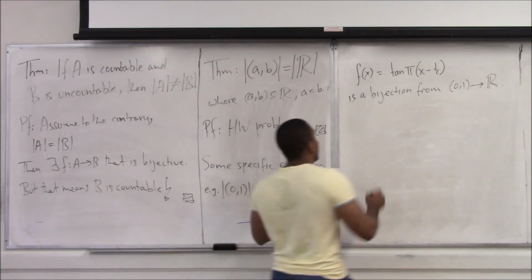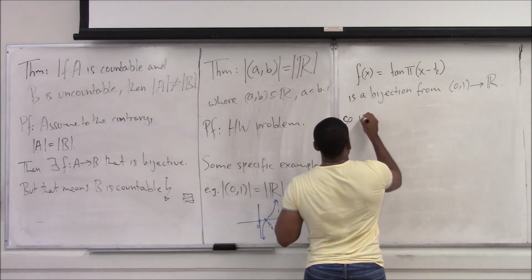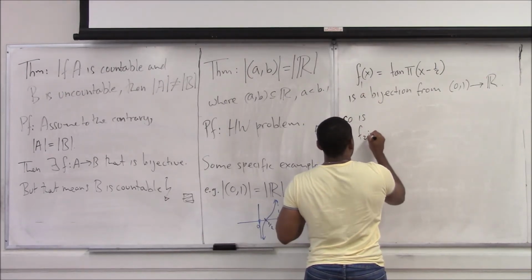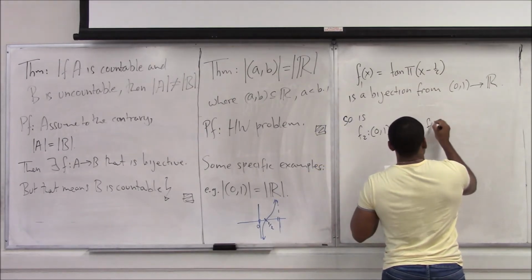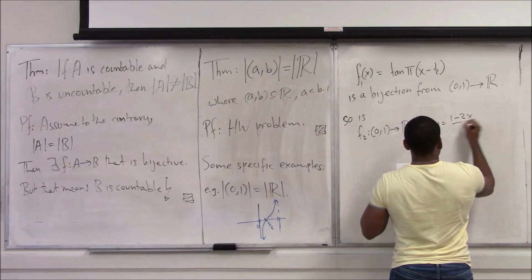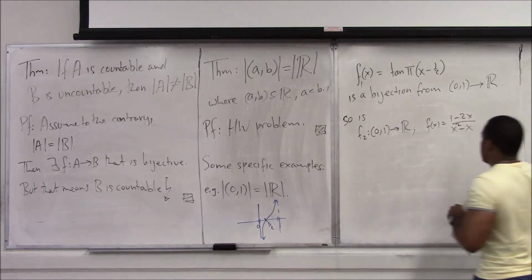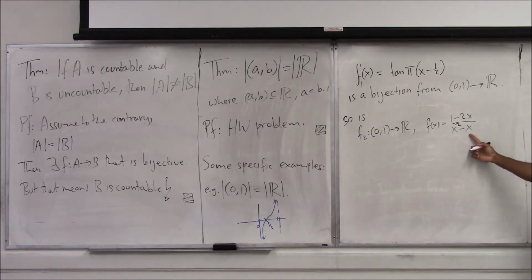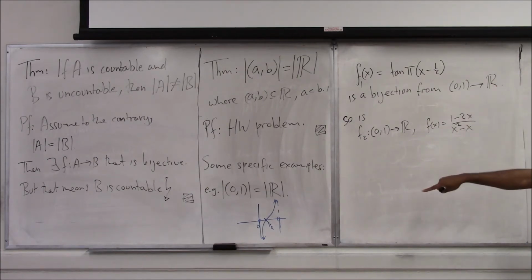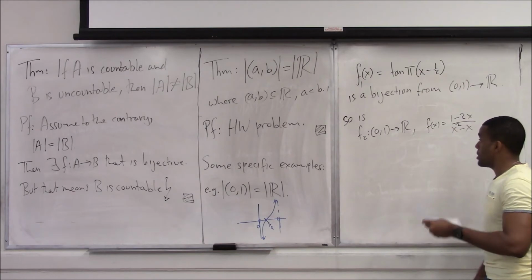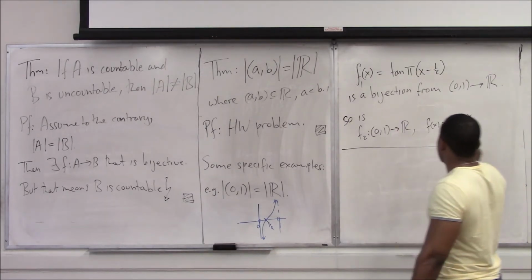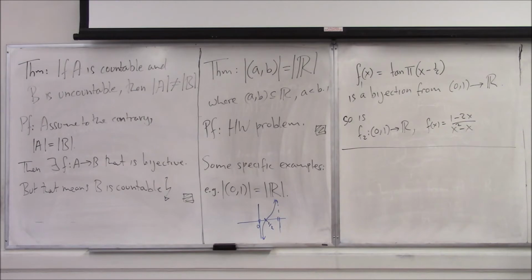Here's another one. So let's call this F1. F2 from 0 to 1 to R given by f of x equals 1 minus 2x over x squared minus x. So here they made the asymptotes to be 0 and 1, so that gives you these lines, and then they made sure that the x-intercept is a half, and so on. That's another example. I think that's similar to the book example, might not be the exact one.